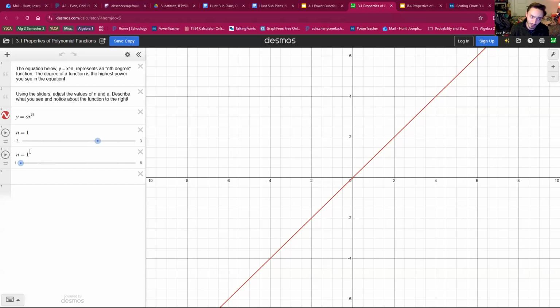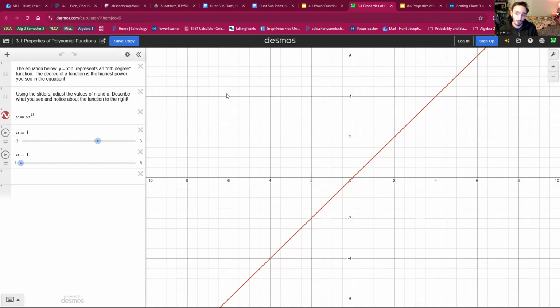If I choose n as 1 and a is 1, then my function is linear. It's this y equals x line that passes through the origin and has slope up 1 and over 1. Not terrifically exciting. We've seen graphs of linear functions since we were in middle school or in freshman year Algebra 1.